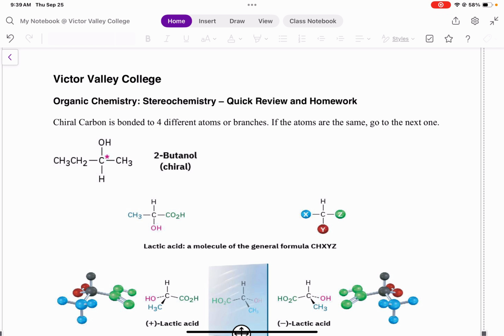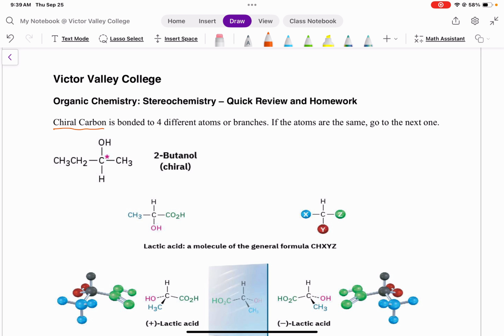All right. We are looking at stereochemistry. This is a quick review and some of the homework exercises. Okay. All right. Let's get to it. Now, the first thing we need to do is to be able to recognize a chiral carbon.